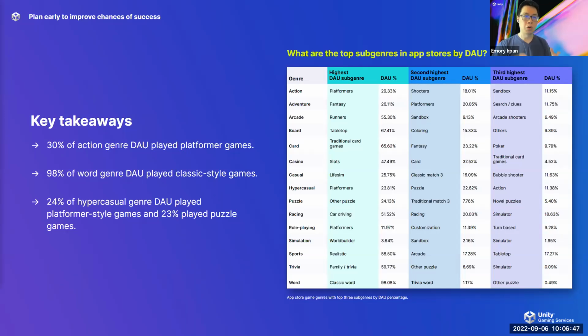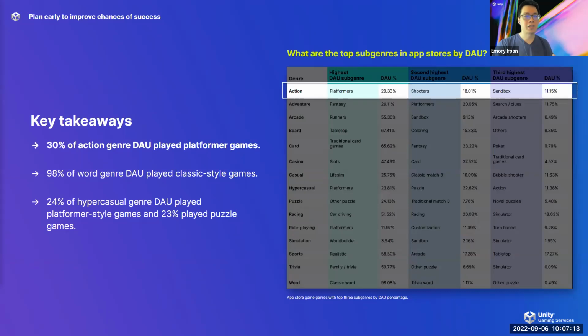From there, we totaled up the entire daily active user population of players playing that overall game genre, and then calculated what percentage of a genre's daily active user base that specific subgenre contained. So while there's a lot of cool information that can be gleaned from this table over here, I'm just going to go into a few cool insights. Once again, this report is available online if you want to sit down and really digest things.